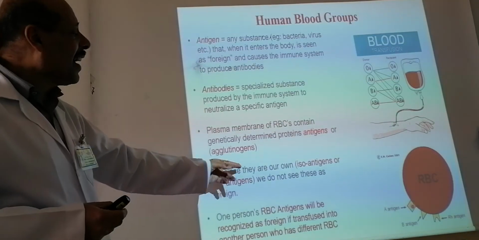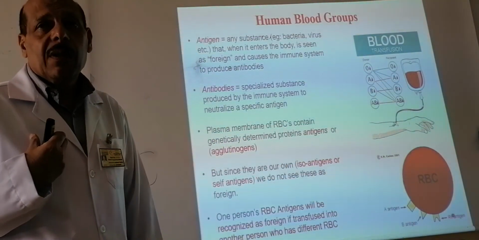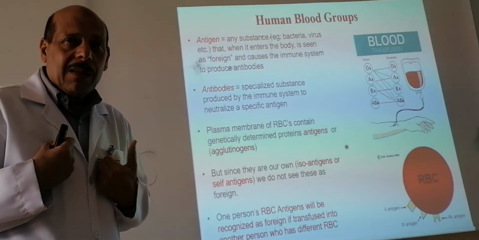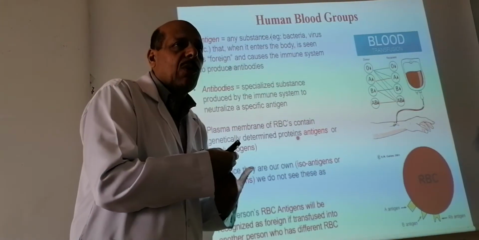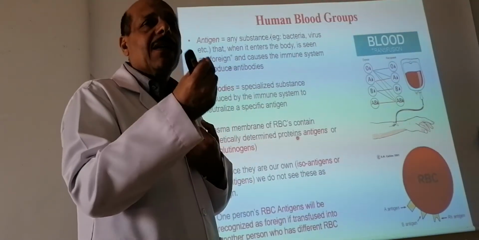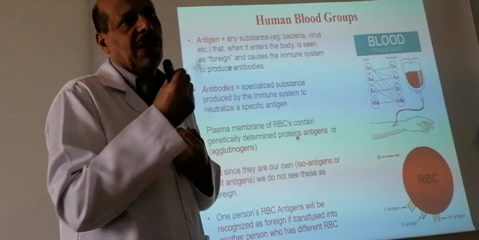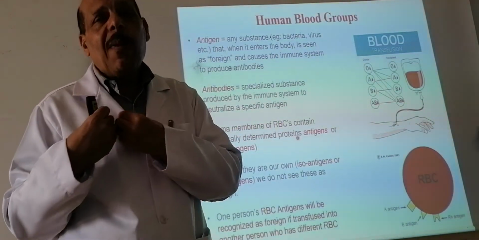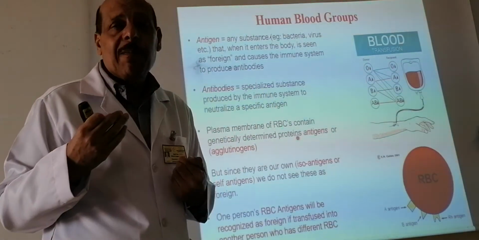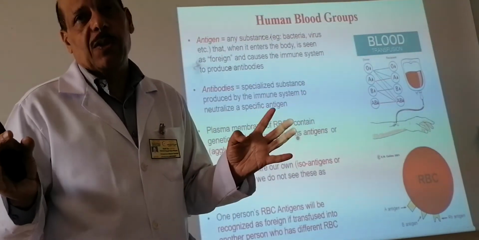But since they are our own, they are isoantigens, so our body will not act against them. My blood group is B positive. So I have the B antigen and the rhesus factor positive, and my immune system will not act against them. Why? Because they are from my own tissues.